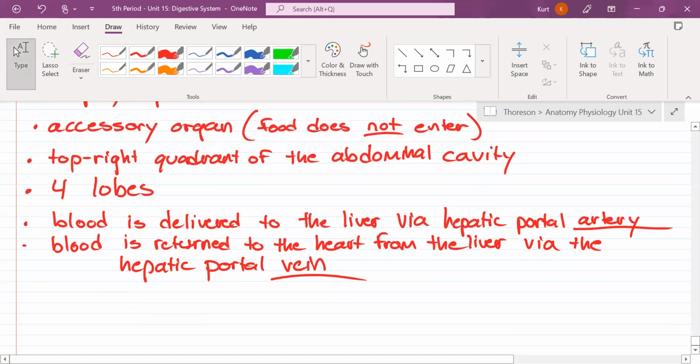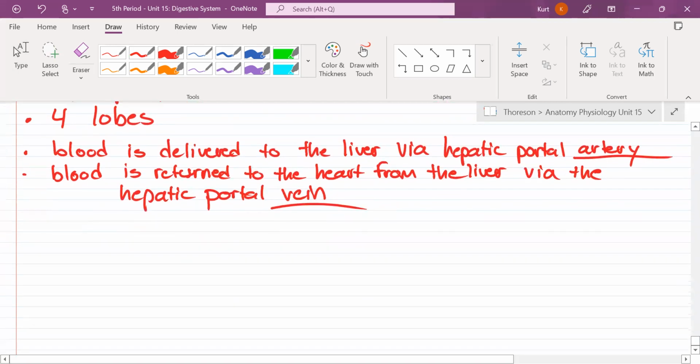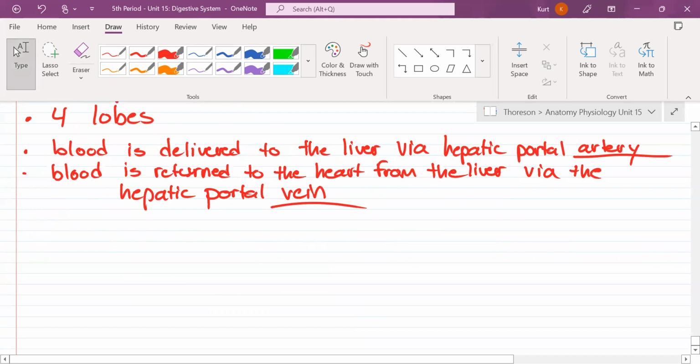What digestive enzyme did you learn that was on your quiz yesterday that is made in your liver but not stored in your liver? Bile. The liver produces bile. And what does bile break down? It breaks down fat into fatty acids.